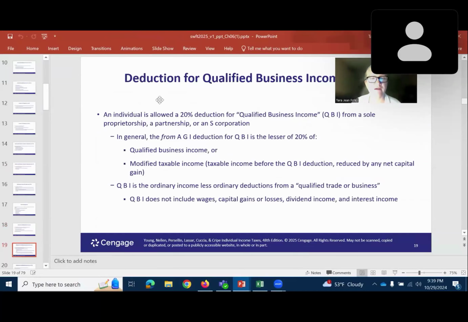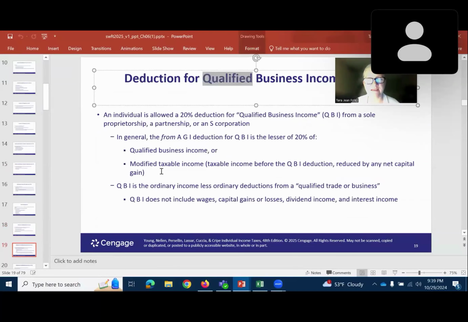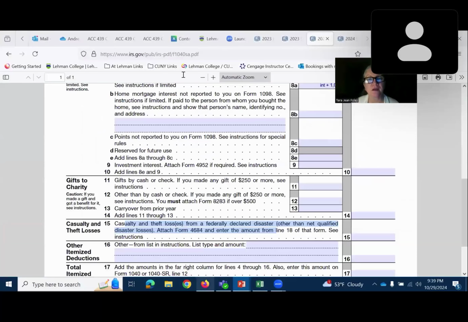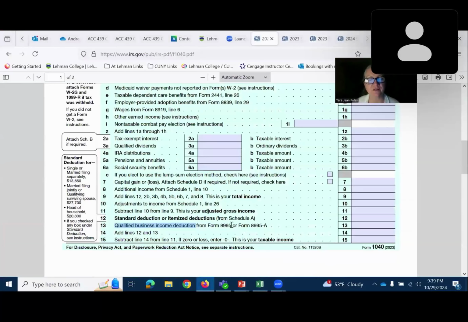So we're going to talk now about our qualified business income deduction. What is this about? This is something new. It's been in here since 2018.